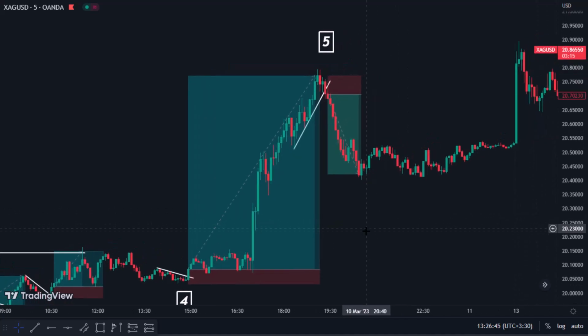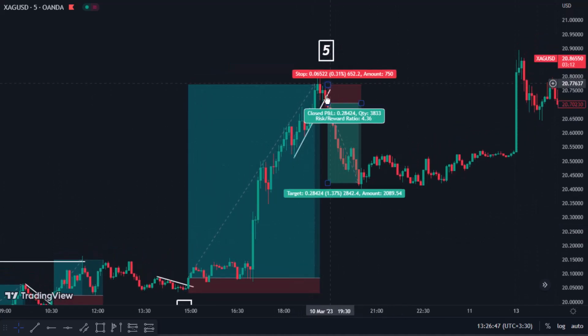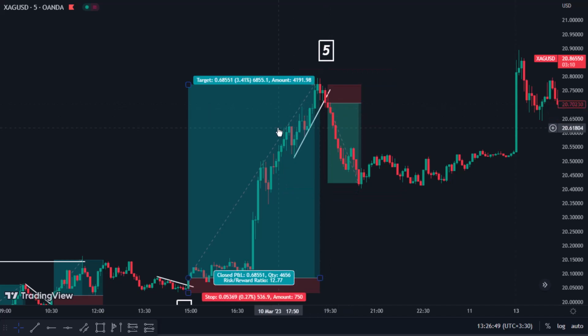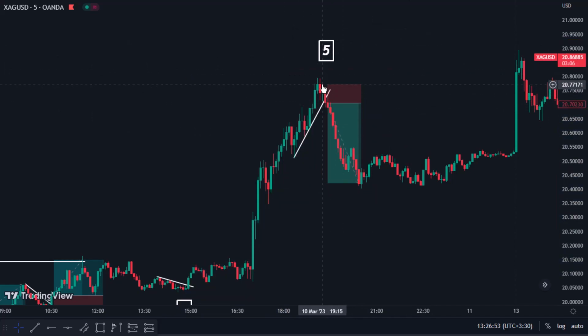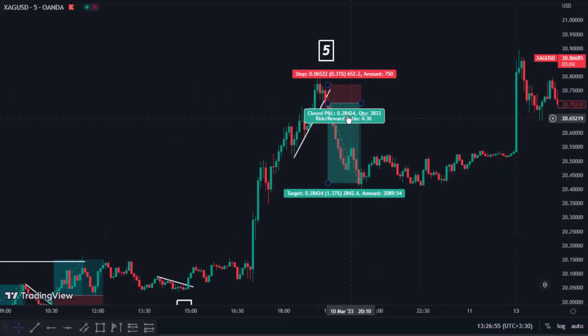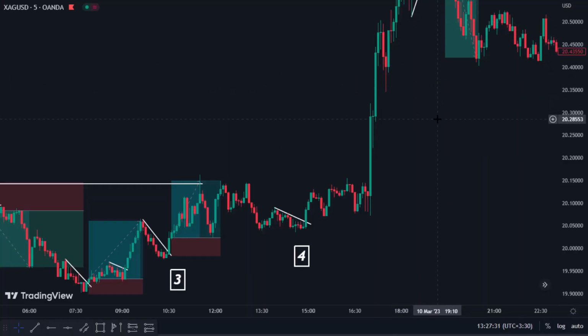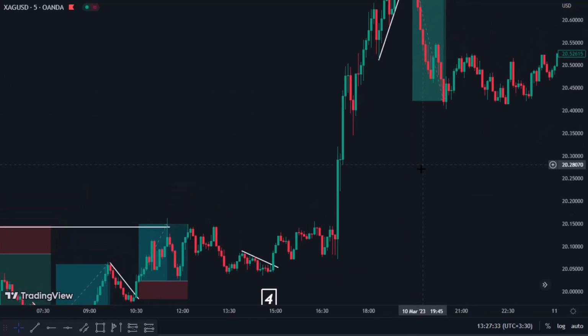And on the last position we have this trend line broken here. Actually, let me clean it. Broken here, we can enter a sell position, put our stop loss above the candle, and it gave us something around 4.4.